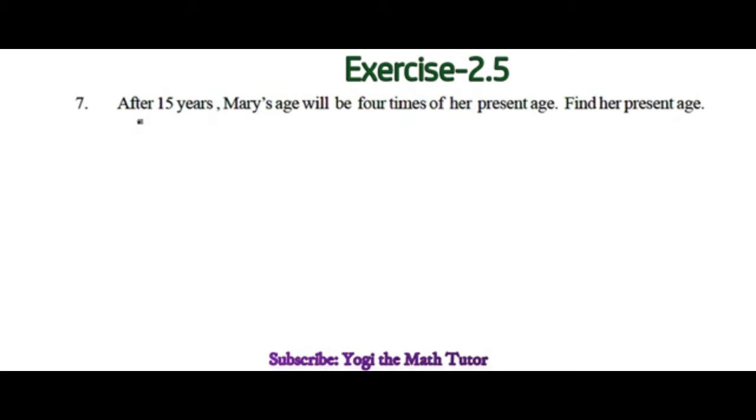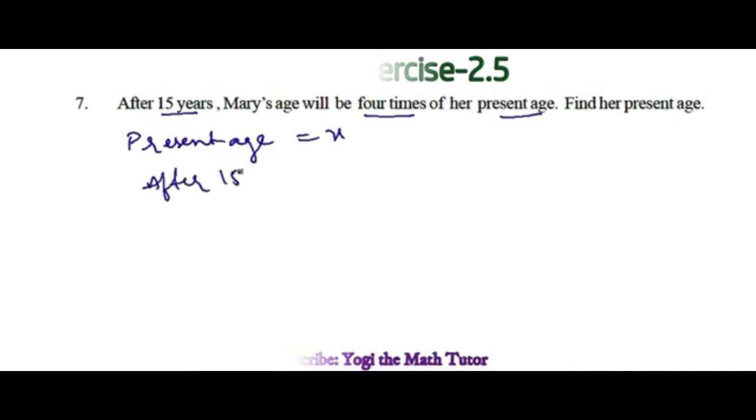The next question. After 15 years, Mary's age will be 4 times her present age. So you should take the present age of Mary as x years. After 15 years, Mary's age will become x plus 15. Now what is the statement? After 15 years, Mary's age will become 4 times her present age.